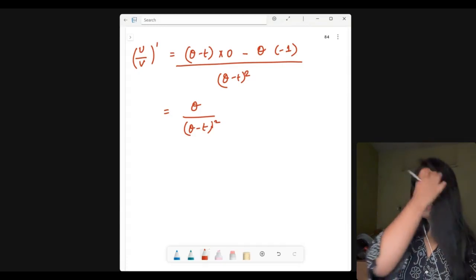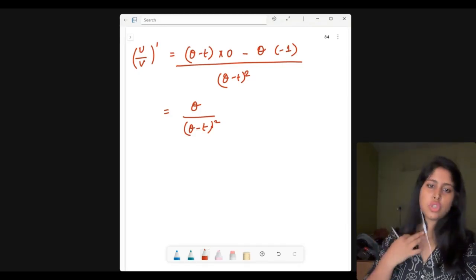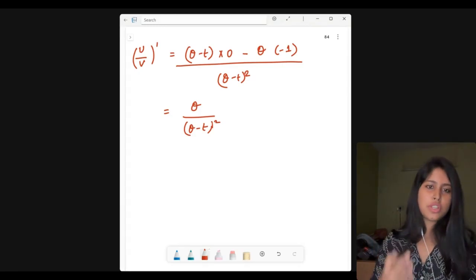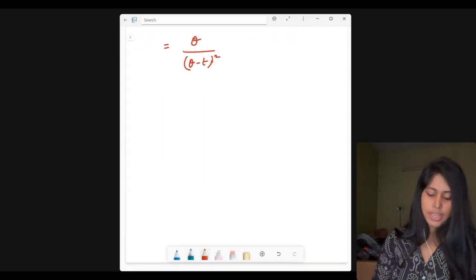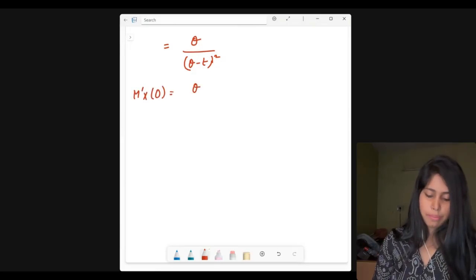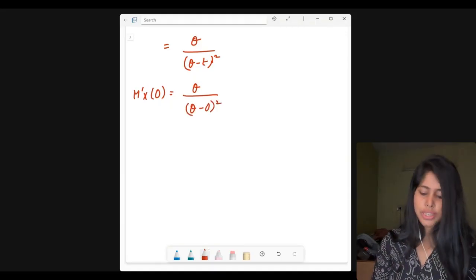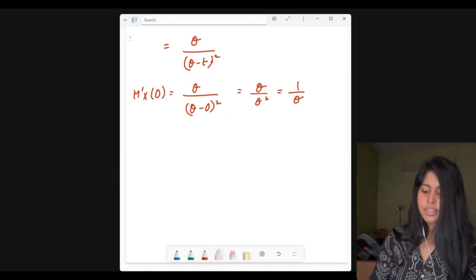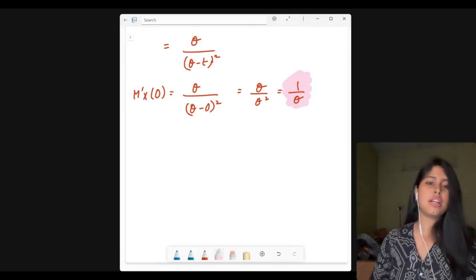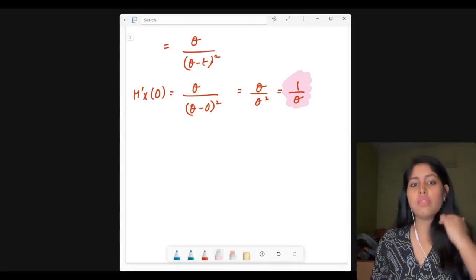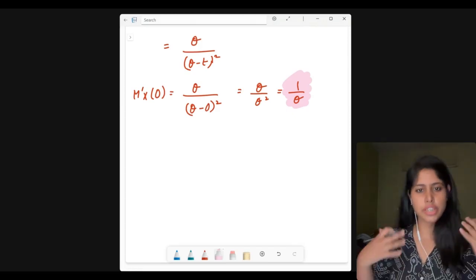Now next you need to put t is equals to 0, right? If you put t is equals to 0, then you will get the mean. Now what is the mean? Let me write it. M dash x 0 will be theta by theta minus 0 whole square. So basically it is theta by theta square, basically 1 by theta. That is how easily we have got our mean, right? So that is the power of MGF. That is why we learn how to use the MGF and the derivations.